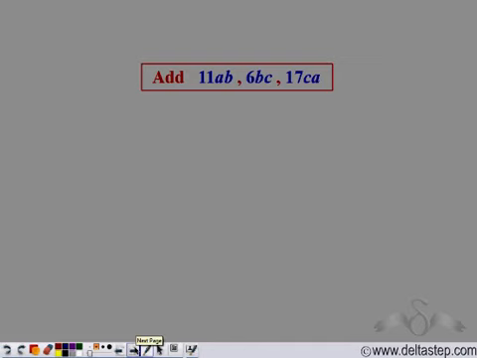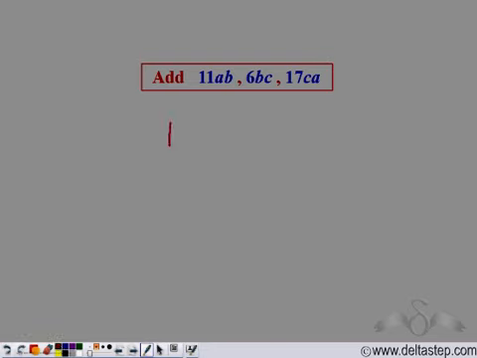Now we need to add 11ab, 6bc, 17ca. So is any of these a like term? Here we have A multiplied with B, B multiplied with C. So these two are not like terms. B multiplied with C and C multiplied with A. So these two are also not like terms. And even these are not like terms.